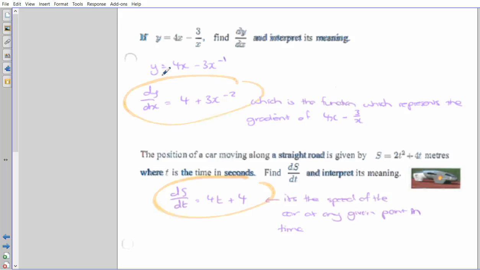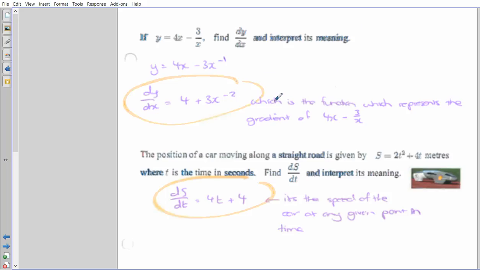So if it's y equals, change it to dy dx to do the gradient function. An x term just becomes a coefficient, 4x becomes 4. Negative 1 multiplied by negative 3 becomes positive 3x. New exponent by subtracting 1 is negative 2. And you are asked to interpret its meaning.